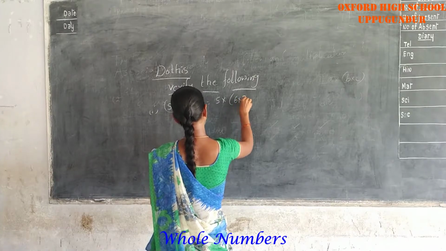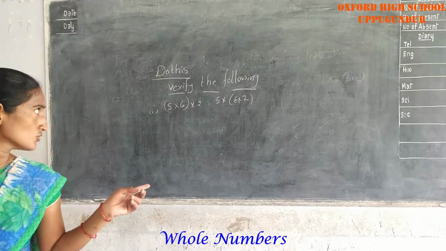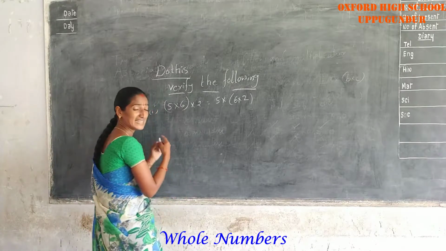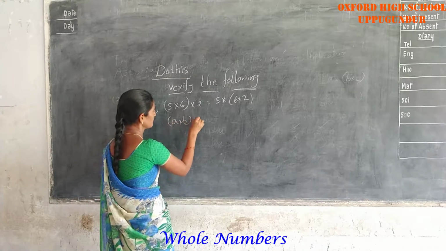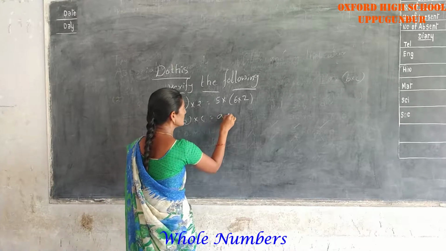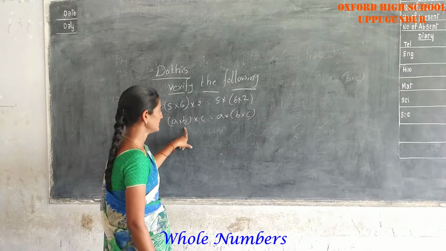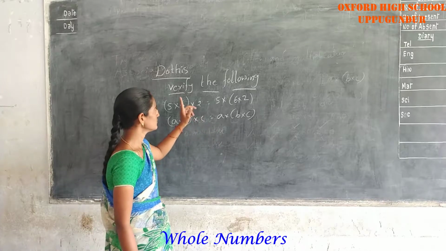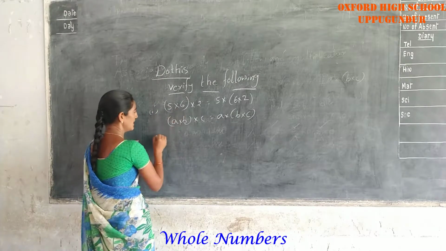Verify the following means, this property belongs to which property? Associative property under multiplication. A into B into C is equal to A into B into C. Is the associative property under multiplication satisfied or not? First we have to choose LHS.